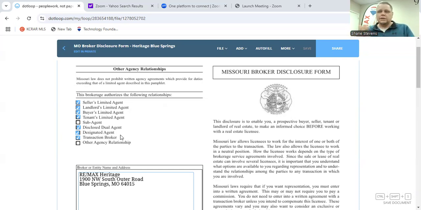I'm going to facilitate the whole transaction to help us all get to closing, which we all have the same goal. You want to purchase a home, the seller wants to sell the home. So when I'm a transaction broker, I can facilitate the whole transaction, make sure everybody's getting everything that needs to be done on time and in the correct order.